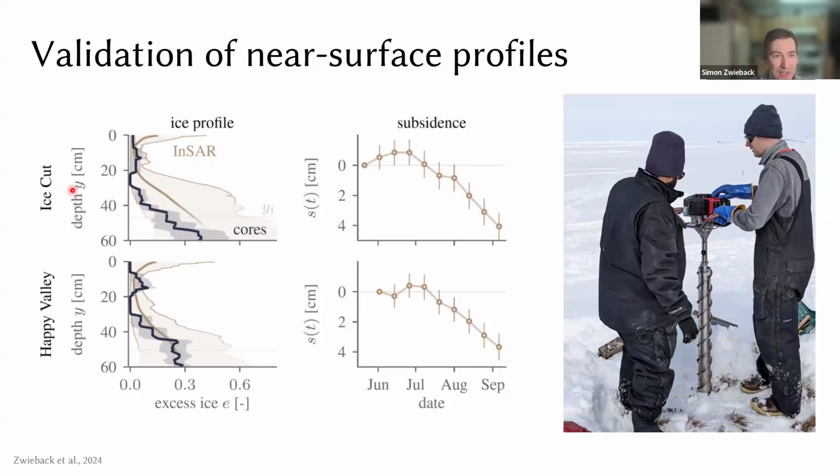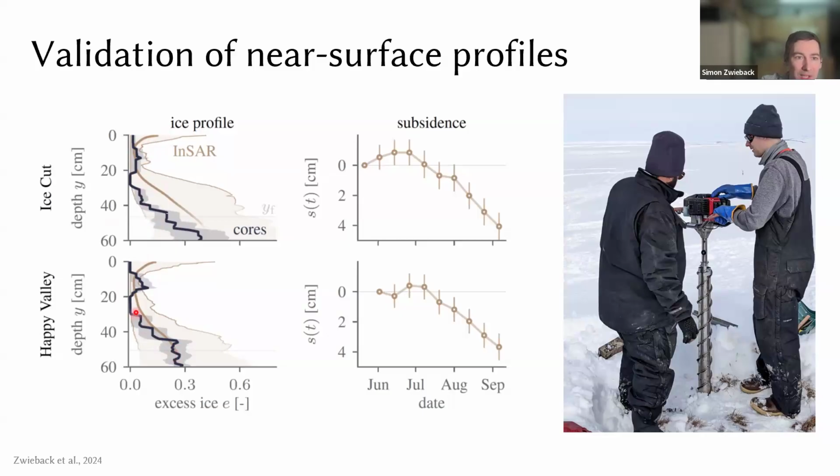We did that at 2 locations called Ice Cut and Happy Valley. We're showing the in situ cores in blue, and the InSAR retrievals in brown. You can see that they match reasonably well at both locations, especially at depth. So at a depth of around 50 centimeters, which is the active layer-permafrost boundary, that's what we really care about, because it's this ice right at the top of the permafrost that governs the sensitivity of the ground to instability.